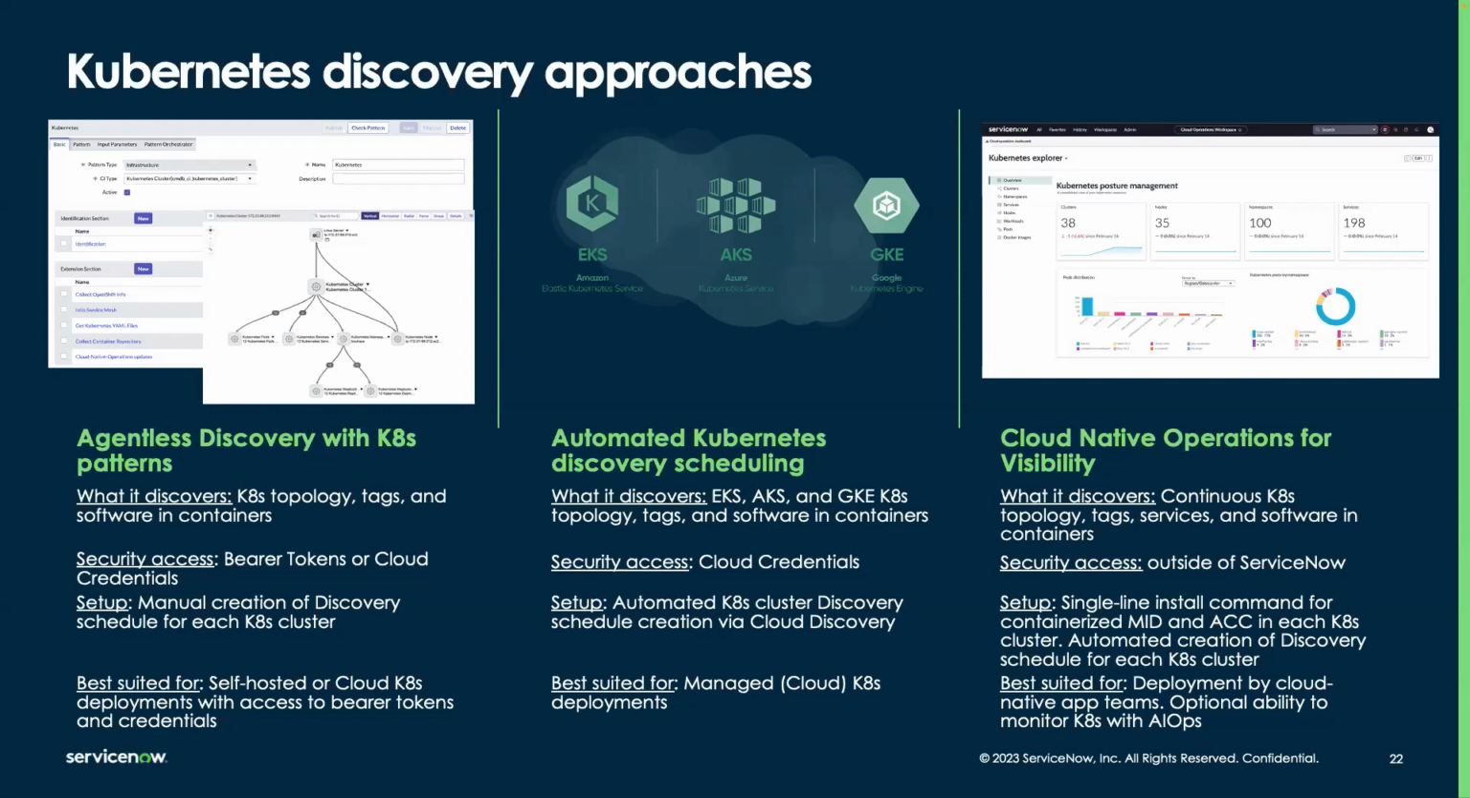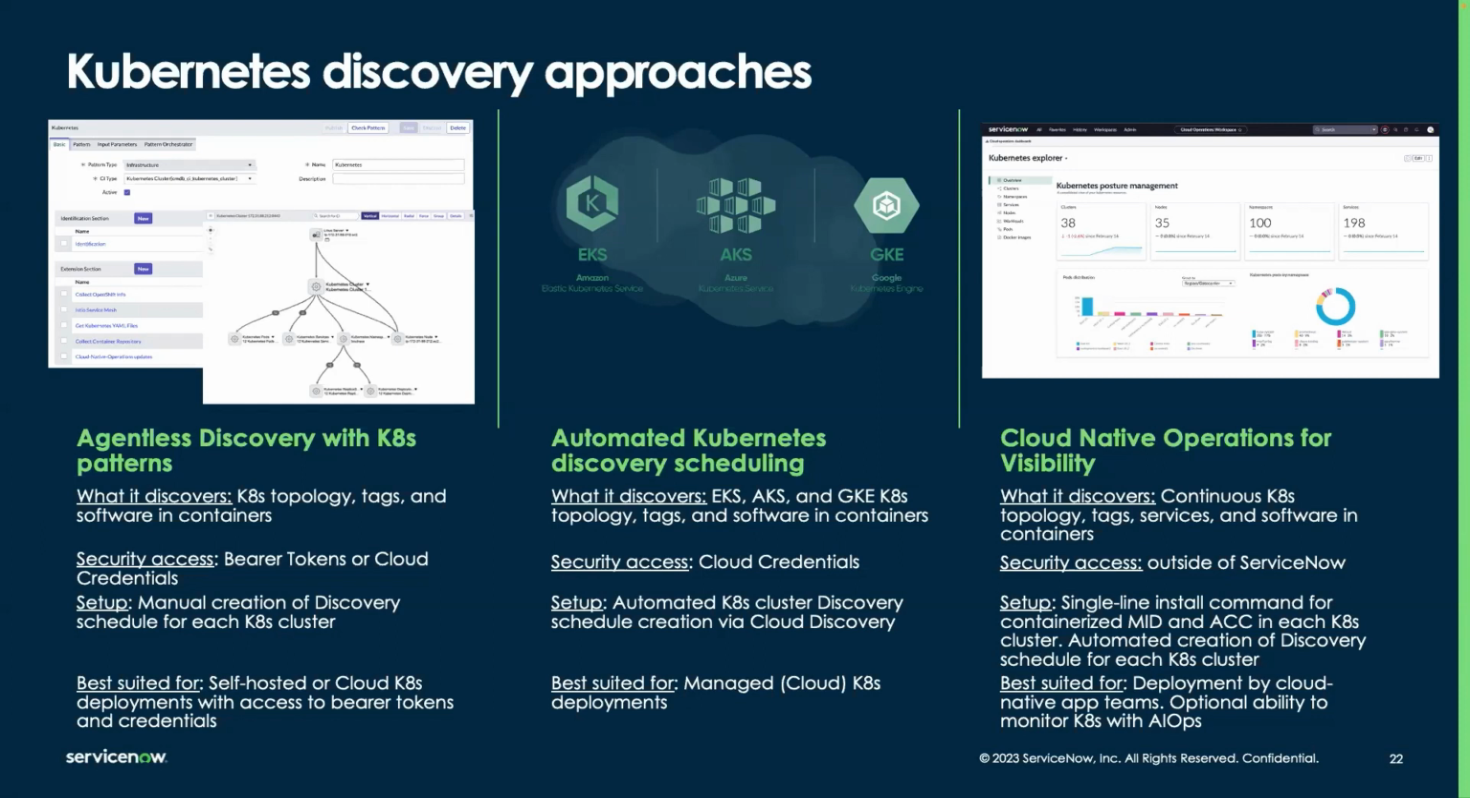The second approach here is if you are running Azure, AWS, or GCP, they have managed Kubernetes services you can subscribe to: EKS, AKS, and GKE. During cloud discovery, ServiceNow will automatically discover those clusters, and it will create serverless discovery schedules for each cluster. You need cloud credentials, right? And specifically for AWS, you need the assume role so that you don't need to gather additional credentials on top of that. So these are best suited for those managed Kubernetes deployments.